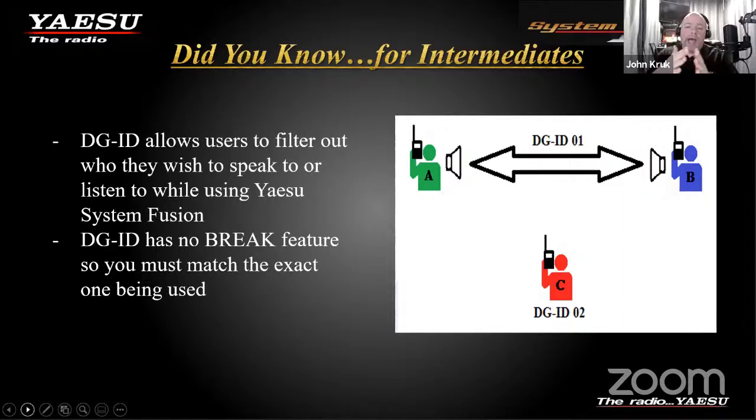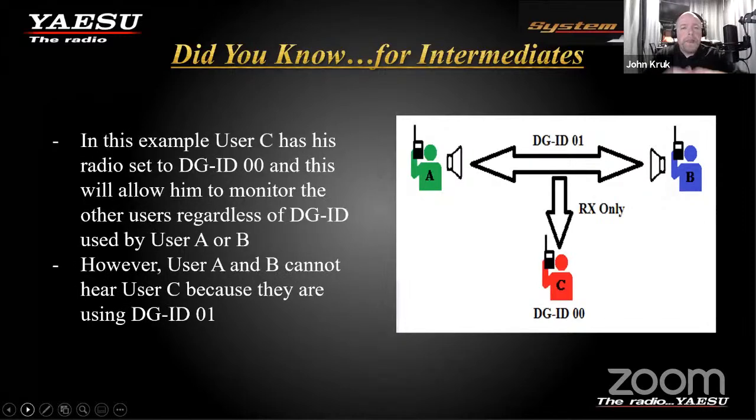Now, you have to share the frequency. It's just like analog. One can't talk over the other or anything like that. So you do have to share the frequency in that regard. But if you're user C, you're not going to hear A and B in this case. But as you see, if user C changes their DGID to 00, now they will be able to hear A and B. But if they try talking, A and B are still not going to hear them because they're using DGID 1.